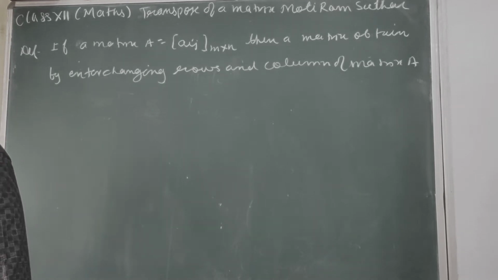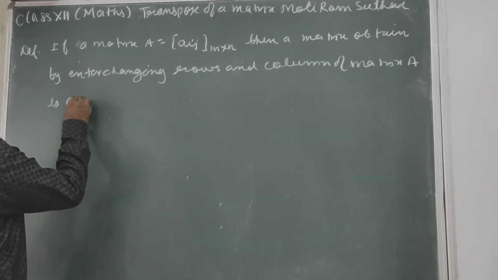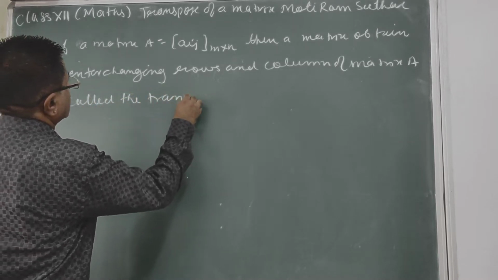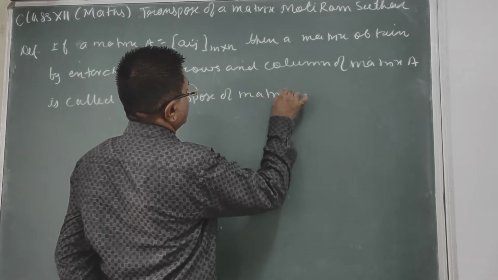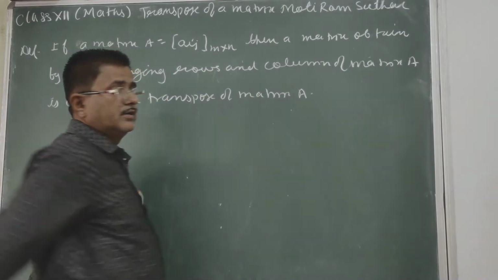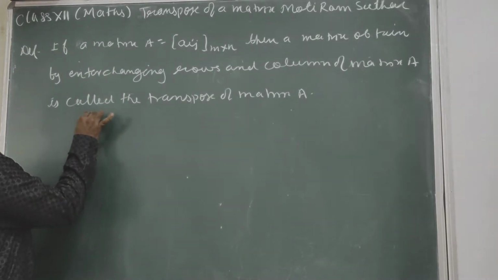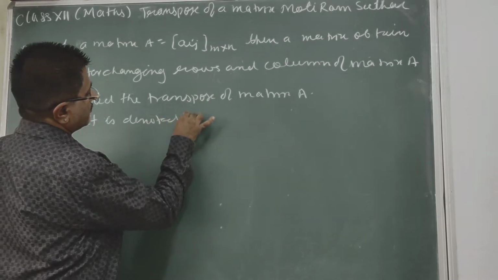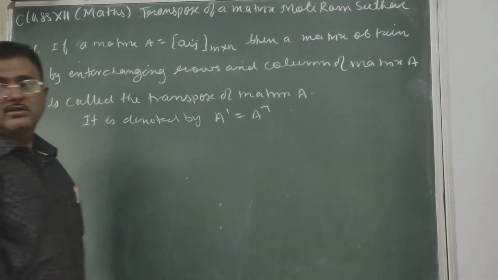So it is called the transpose of matrix A, and it is denoted by A dash. Transpose of the matrix A is denoted by A dash, or you may also write A power T.